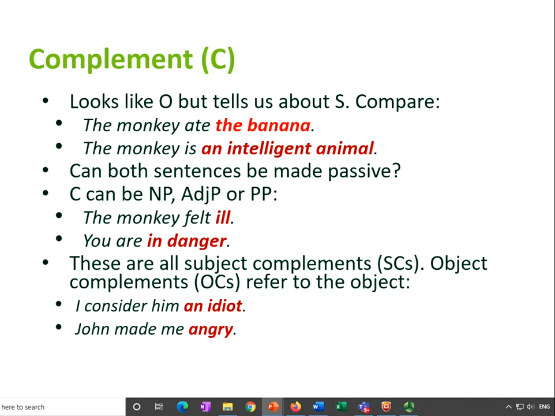Object complements can refer to the object. So I consider him an idiot. An idiot relates to the object. John made me angry. Angry refers to me, not to John.